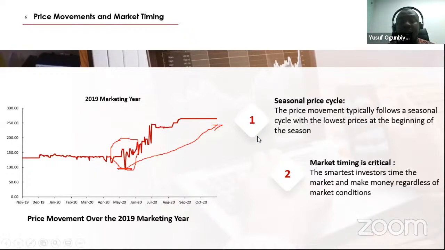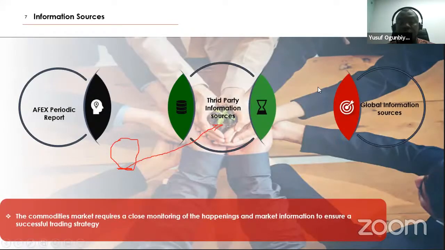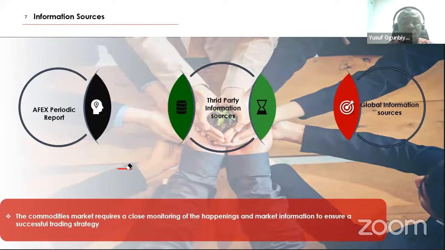So moving forward, you then think of the information sources you have. You think of how best to study the market and know when to buy or not. There are various information sources in the market. You have the periodic reports that FX publish, and that's available on fxnigeria.com. There are a number of other third-party information sources within Nigeria, such as Kainos Edge, ProShare, Nairametrics.